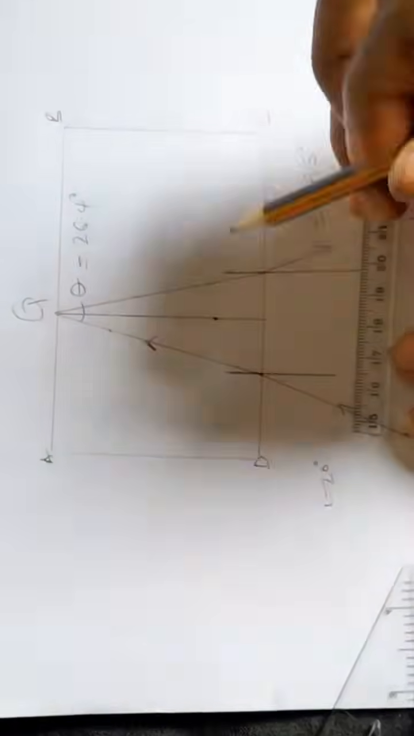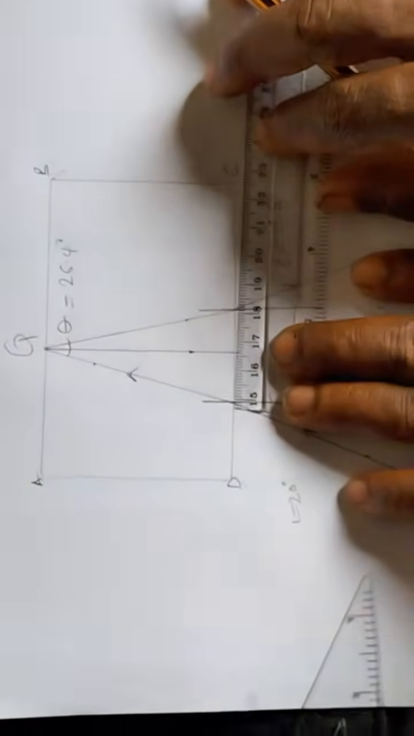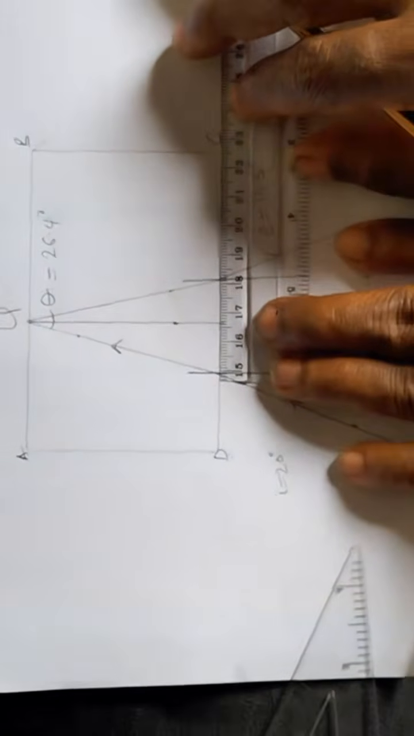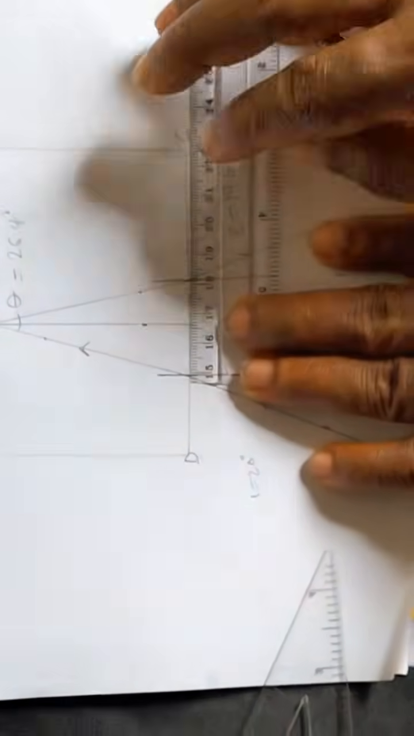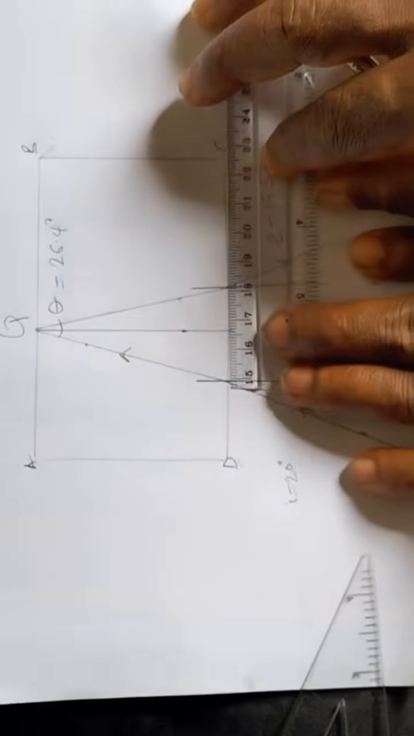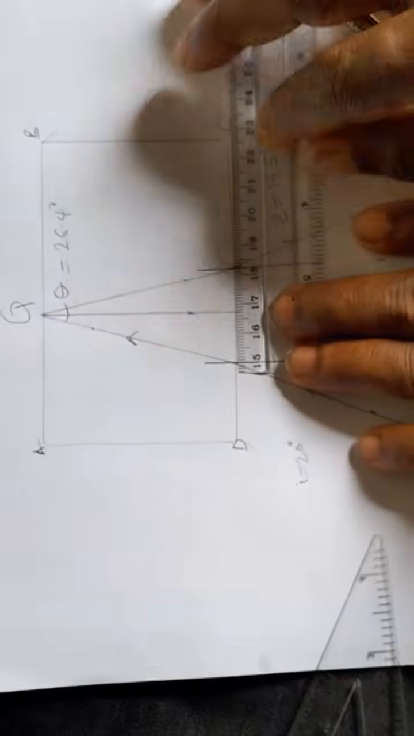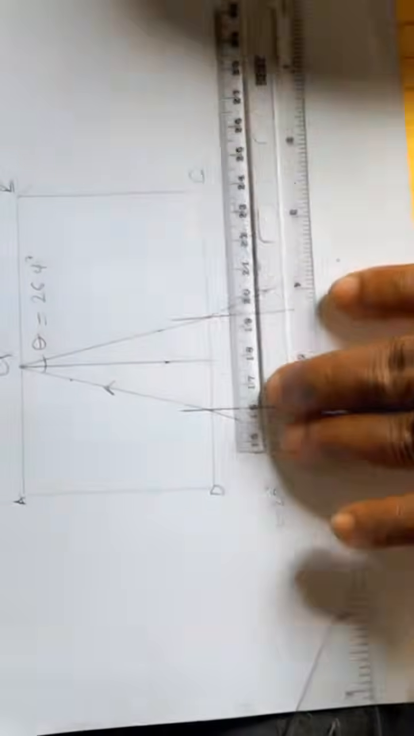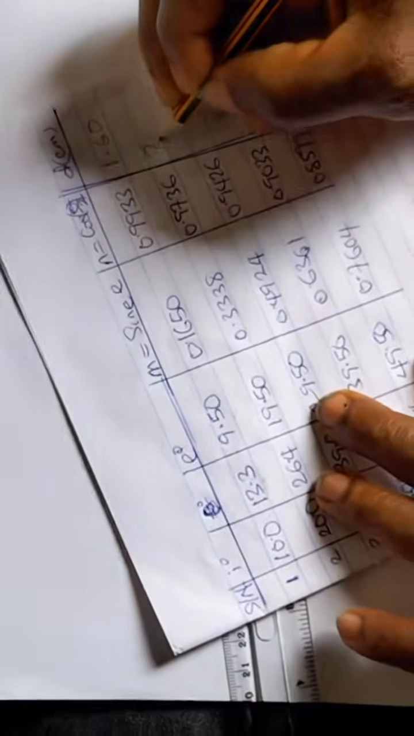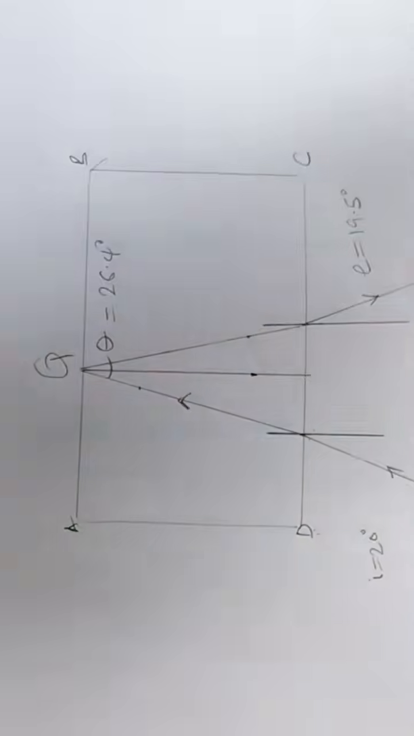Then we measure the distance between the two normals. Here is 15, and the other is 18.2. 18.2 minus 15 gives us 3.3. Record here 3.30. So this is the diagram for the 20 degrees.